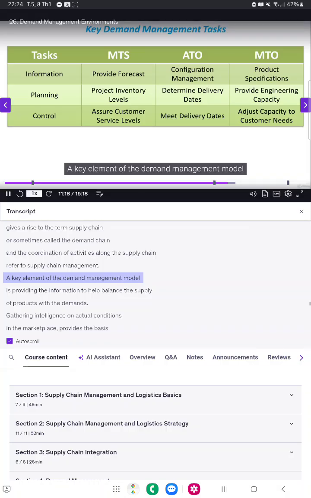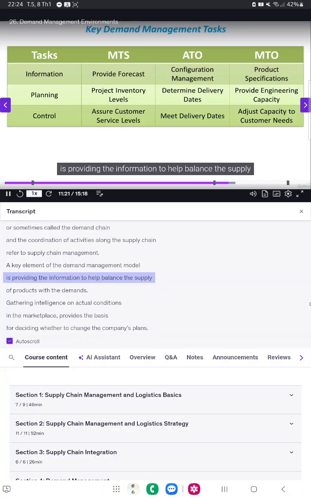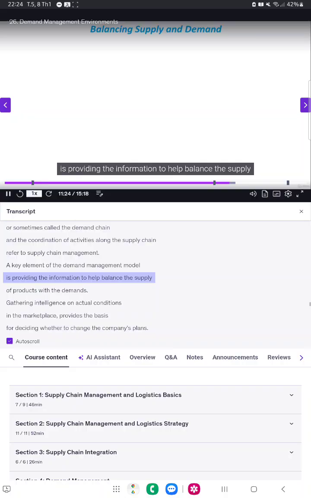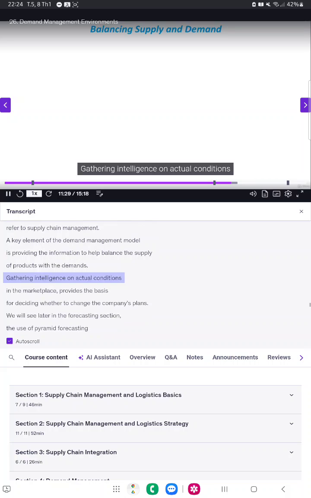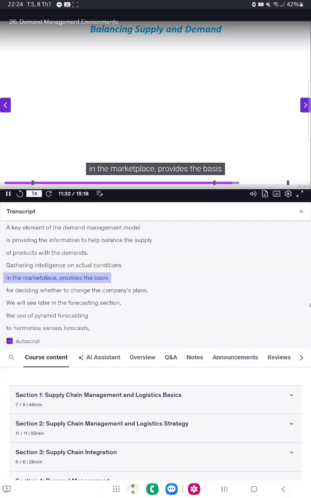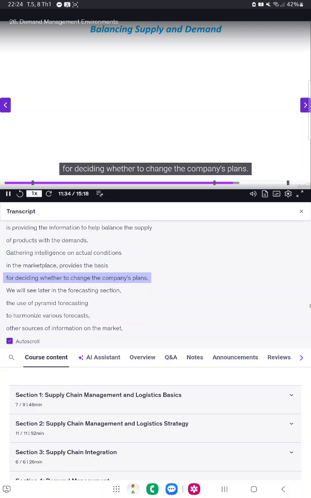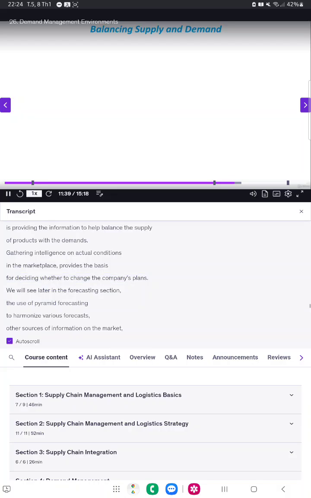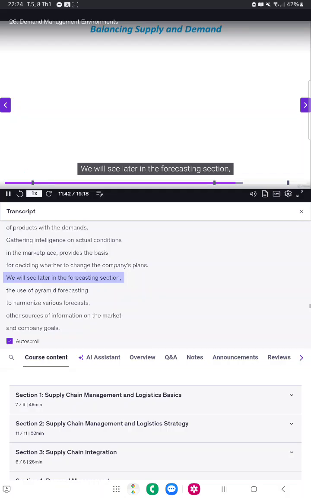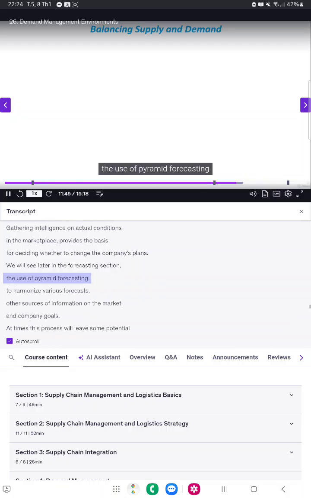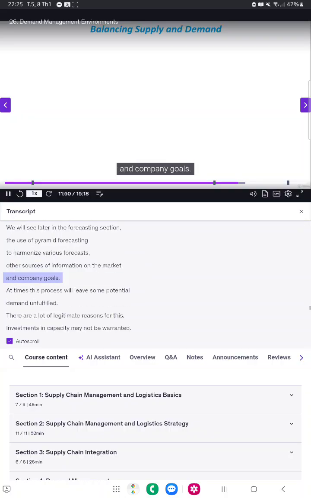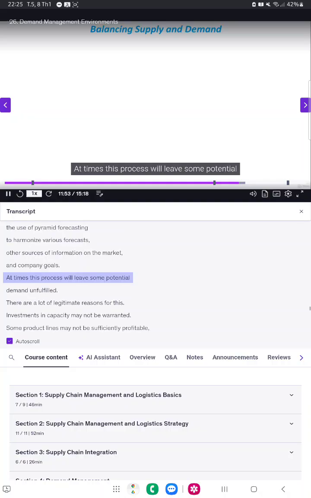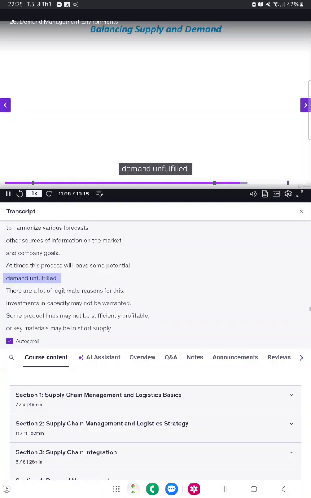A key element of the demand management module is providing the information to help balance the supply of products with the demand. Gathering intelligence on actual conditions in the marketplace provides the basis for deciding whether to change the company's plans. We will see later in the forecasting section the use of pyramid forecasting to harmonize various forecasts, other sources of information on the market, and company goals. At times, this process will leave some potential demand unfulfilled.